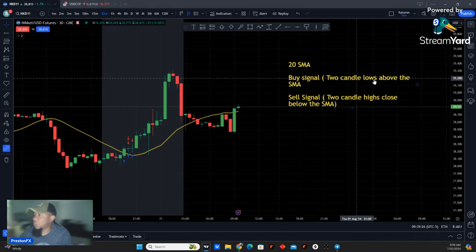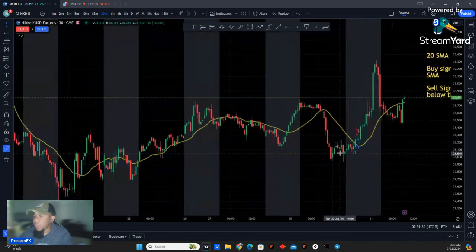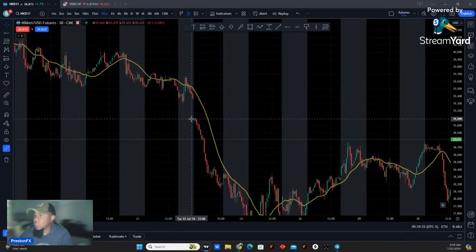Again, look, buy signal: two candle lows above the SMA. Sell signal, the same thing. Look at the sell signal right here. All right, one, two, boom.